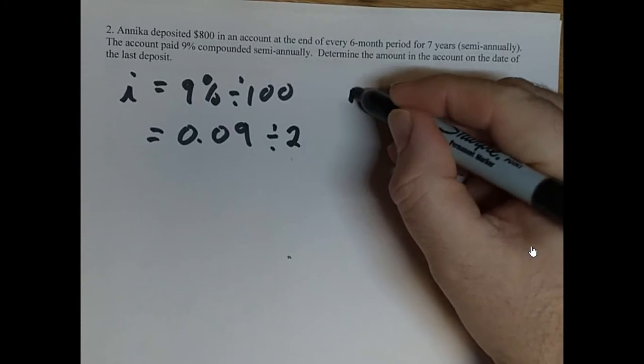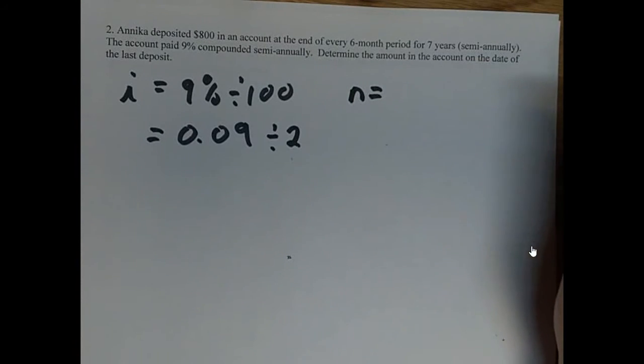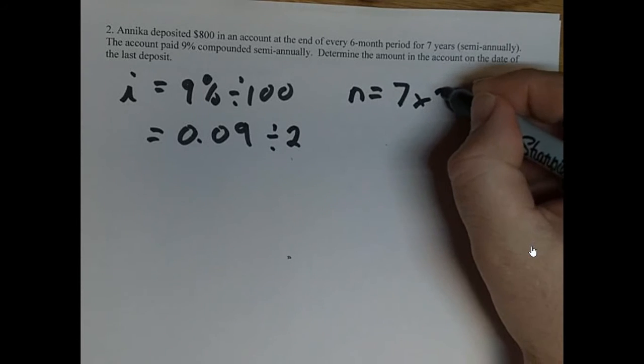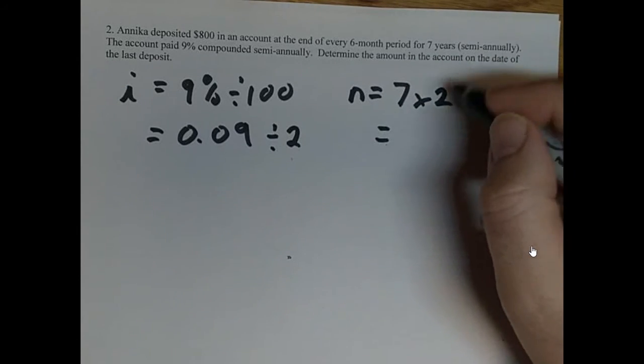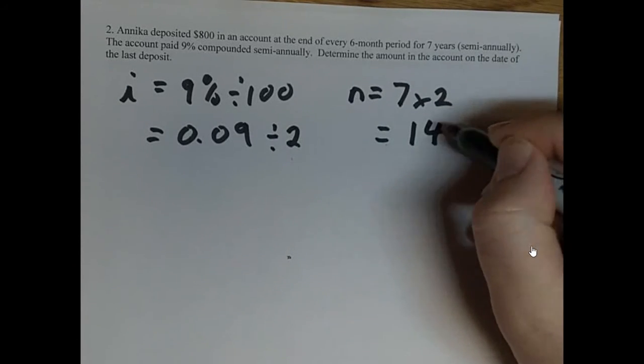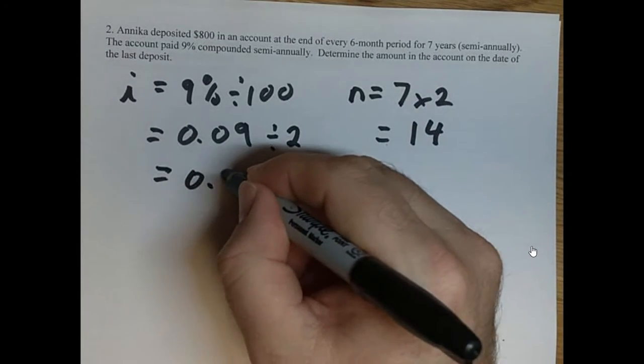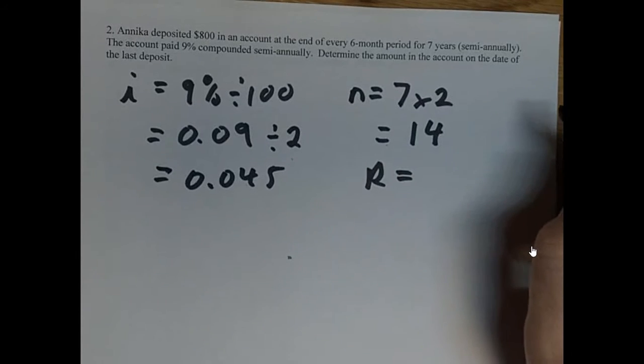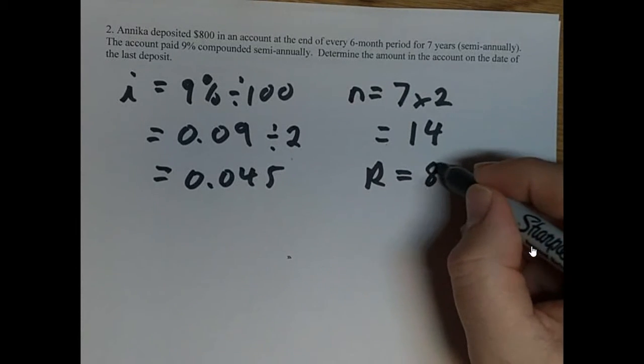And here are n. So let's see how many years it is. So n, 7 years. So you take the 7 and you multiply it by 2. So this one you multiply by 2 is 14. This divide by 2, you can use your calculator, 0.45. One more number, we need R. Let's see what our payment is, 800.